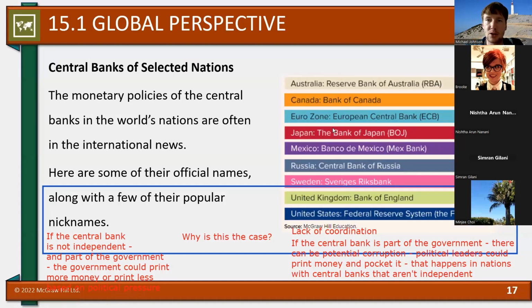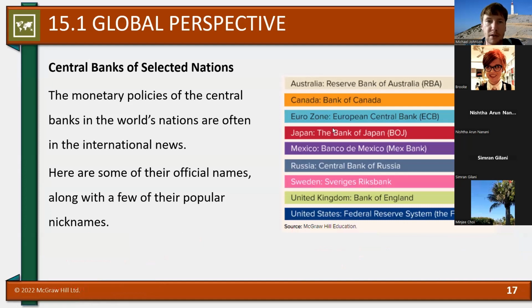So, central banks in select nations. The monetary policies of the central banks in these nations are often in international news. Here are some of the official names along with a few of their popular nicknames. Australia is the Reserve Bank of Australia, RBA. Canada is the Bank of Canada. Eurozone is the European Central Bank. Japan is the Bank of Japan. Mexico is the Banco de Mexico. Russia is the Central Bank of Russia. Sweden is Sveriges Riksbank. United Kingdom is the Bank of England. United States is the Federal Reserve System, or the Fed.